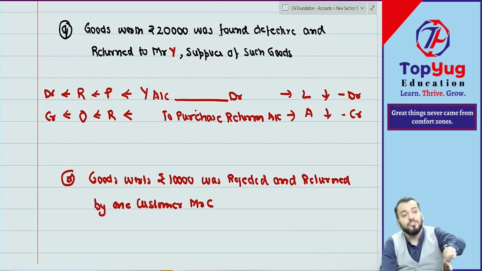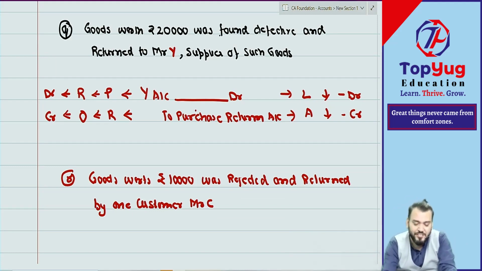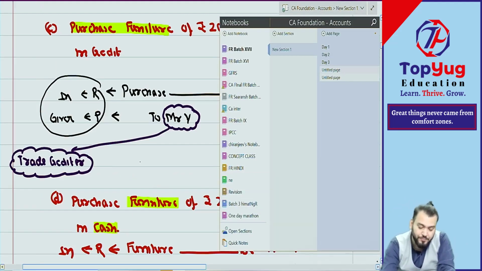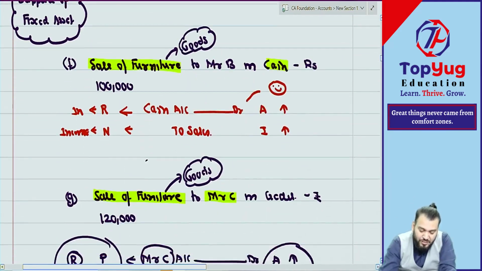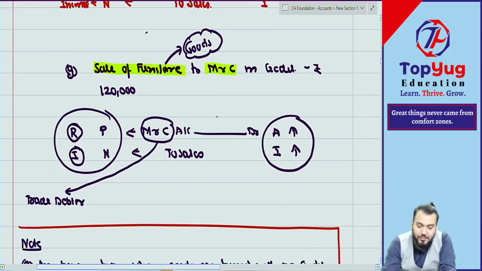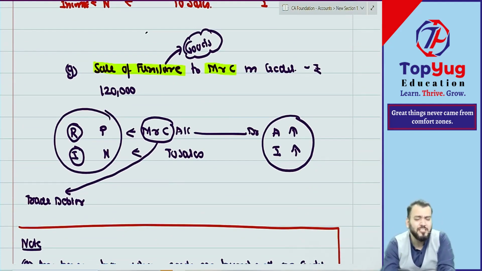Initially, when we sold some goods, we passed one journal entry: C account debit to sales. Let's see whether we have done that journal entry or not. Yes, we have done it. This transaction, C account debit to sales, we have already done. Now C was not satisfied with the quality of goods and he returned the goods. So it will be a reverse entry, meaning we can say sales account debit to Mr. C. That is also correct.